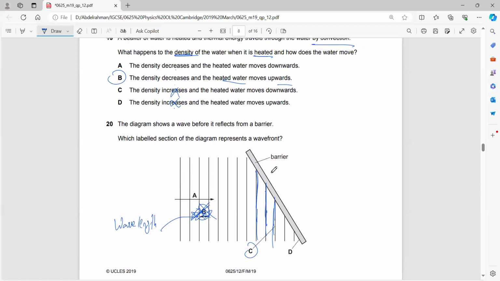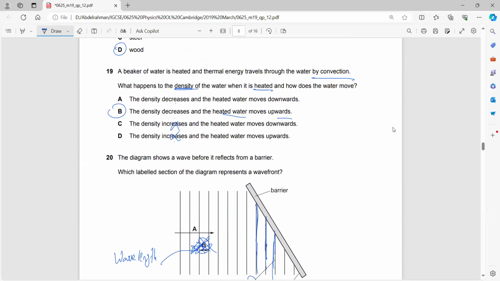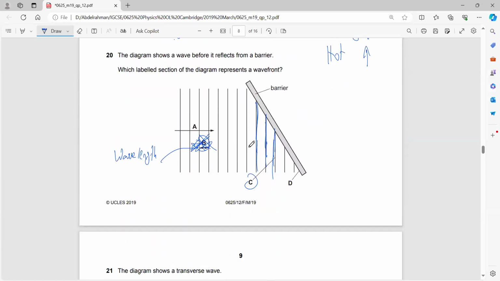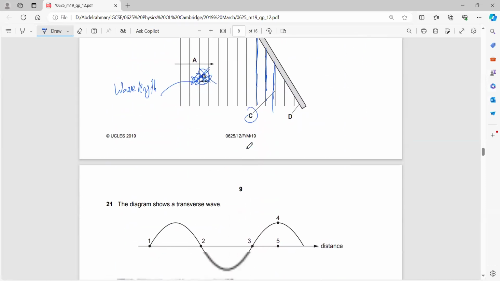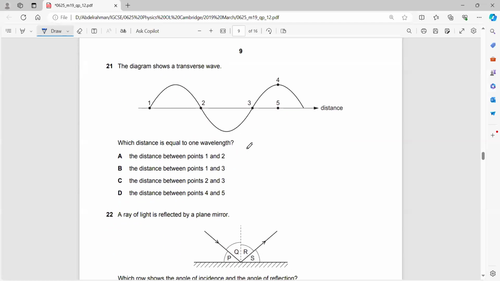Question 19. Convection. What happens during convection? What happens to the volume of the water? It increases, so the density decreases, and the hot water, the heated water, moves upwards.